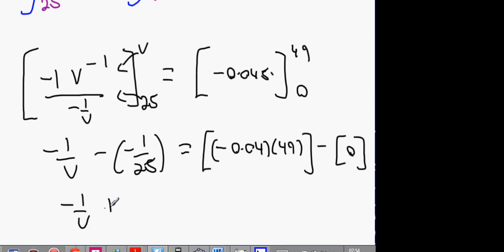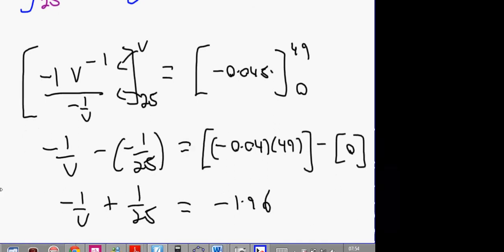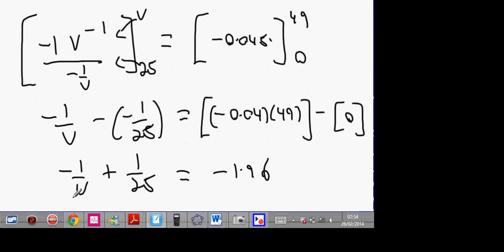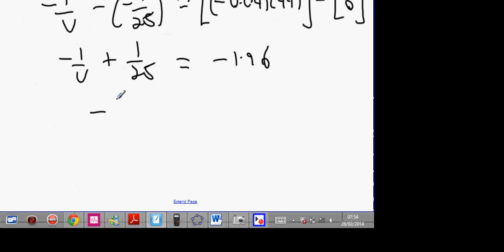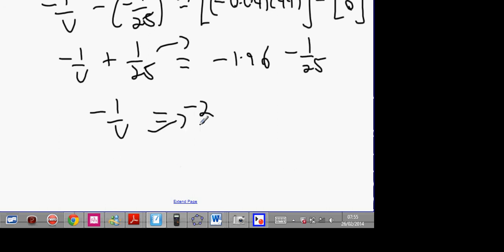Minus 1 over V plus 1 over 25 is going to be equal to minus 1.96. We're going to try and isolate V. So minus 1 over V, bring the 1 over 25 over the other side, and it'll turn that into minus 2 when you add them together using the calculator. Then finally we're going to cross multiply, and we're going to get 1 equals 2V. V therefore equals a half.